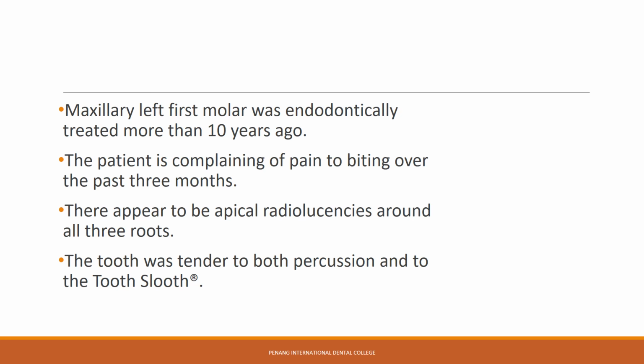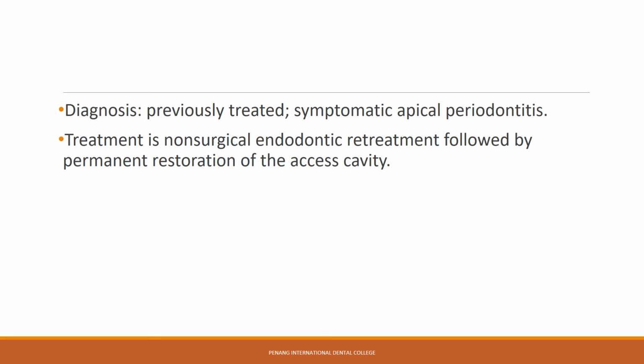Now let's look at the answer based upon this. The tooth is previously treated, and the periapical condition is symptomatic apical periodontitis, because there is pain on biting. If the description had said there is no pain on biting, then we would describe the periapical condition as asymptomatic apical periodontitis. The treatment here would be non-surgical endodontic treatment followed by permanent restoration of the access cavity.